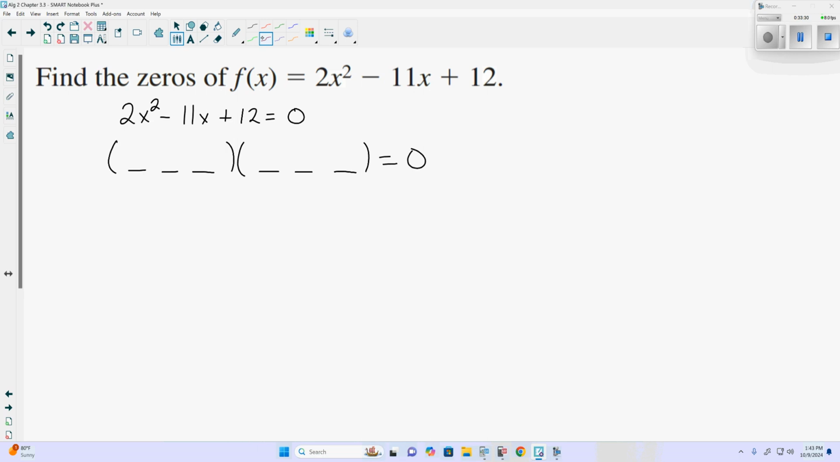There is no greatest common factor between 2x squared, 11x, and 12. So we go on to our 2 sets of parentheses with 3 spaces. Since our third term is positive, the signs are the same and match the sign of the middle term. So it would be negative and negative. Now we need to find the factors of the first and third term. So our factors of 2x squared, well, the x squared would be x and x. What are our factors of 2? Well, 1 and 2. Where do you want to put the 2?